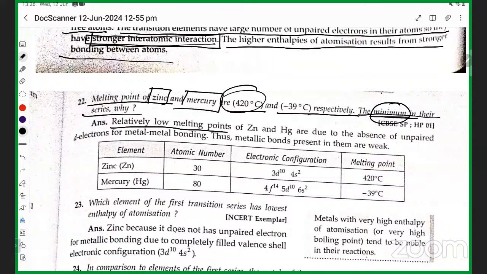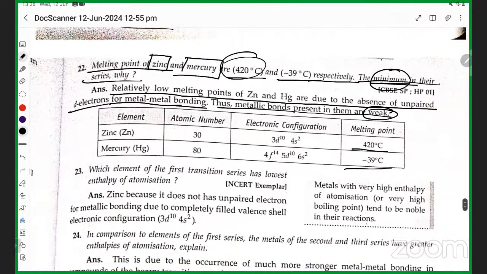Relatively low melting points of zinc and mercury are due to absence of unpaired electrons for metallic bonding. Thus, the metallic bonds present in them are weak. So if the metallic bond is weak, what will it have? Low melting point, 420 and minus 39. Got it? Yes, got it.